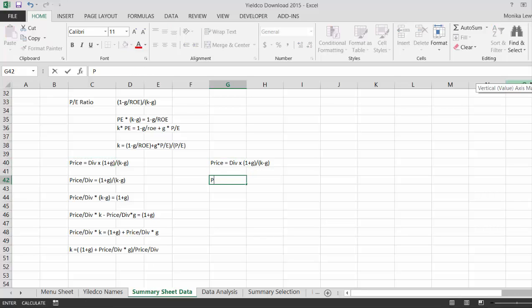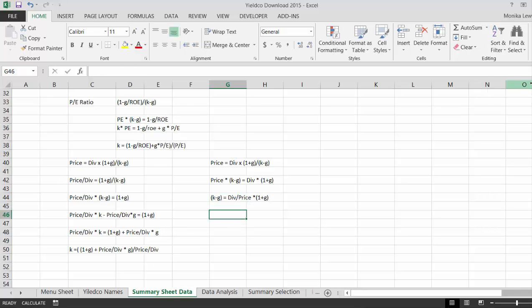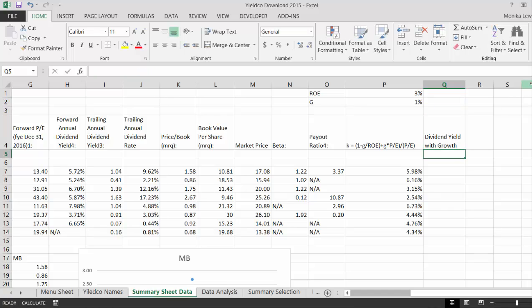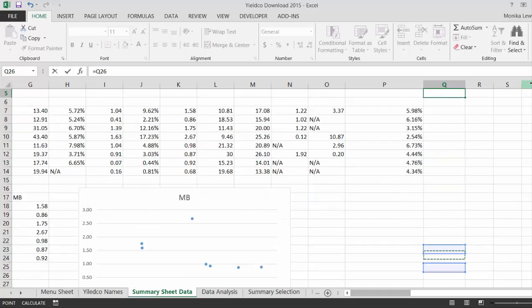Let's just do price times K minus G equals dividend times, I'm using different signs, 1 plus G. Okay, K minus G equals dividend divided by price, which is the yield, times 1 plus G, and then K equals dividend divided by price times 1 plus G plus Y. That's the obvious one. I think the other one will give us the same answer. I did it stupidly because I haven't done it in so many years. People call this the stupid Gordon model. Okay. Put that formula over there.